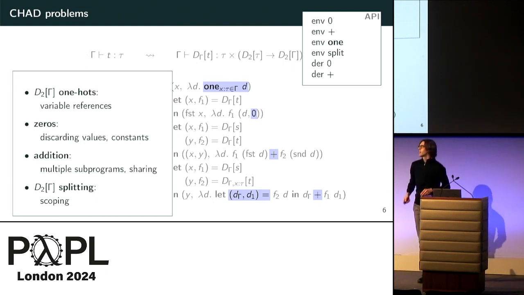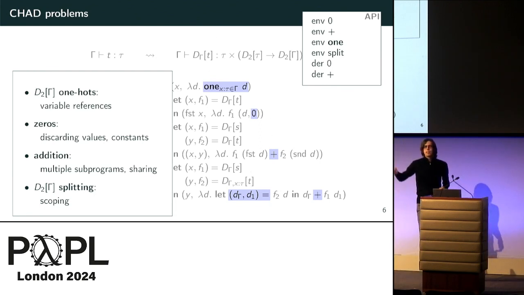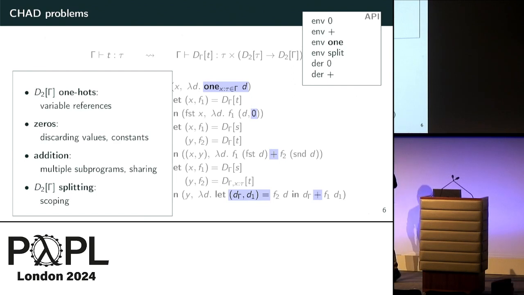And finally, here at the bottom, you also need to split an environment derivative into the derivative component that belongs to the thing that you just bound, for example, in a lambda binding, and the rest of the context. So you need this for scoping operations. All of these things are now expensive, or most of them are, and we need to make them cheap.